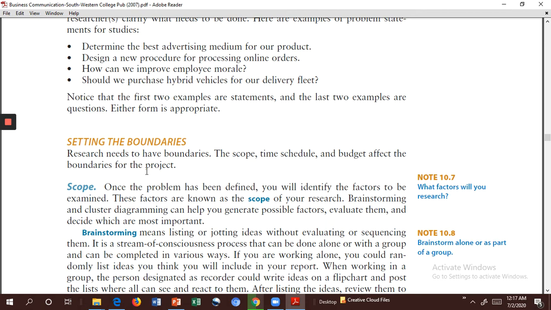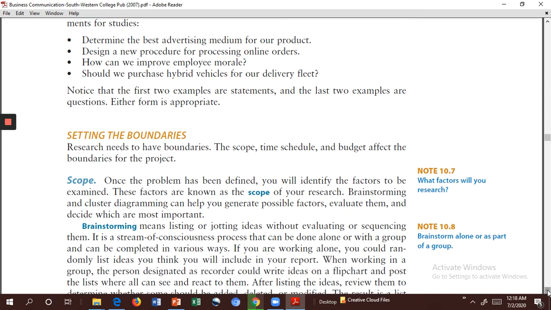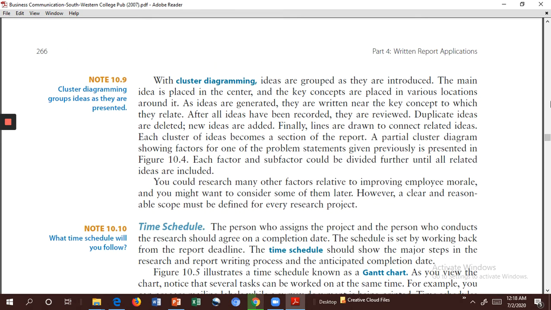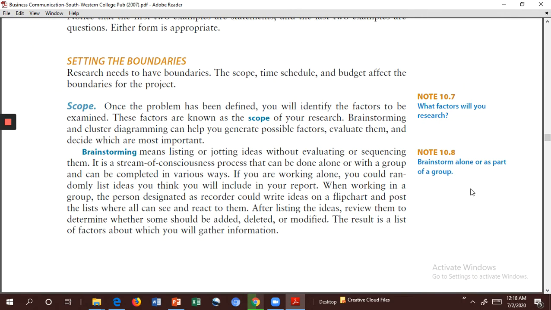So you got to decide on the scope, right? You have to look at the possible factors, okay? The factors which can be covered, keeping in view the time and the budget, right? Okay, and this way you're going to basically limit your research, because research is an ongoing thing; it never ends, and so we got to actually put an end to it, right?